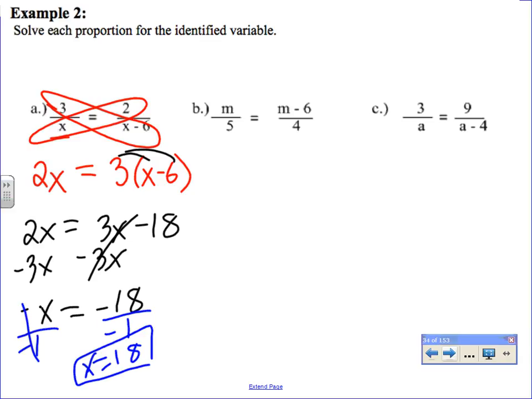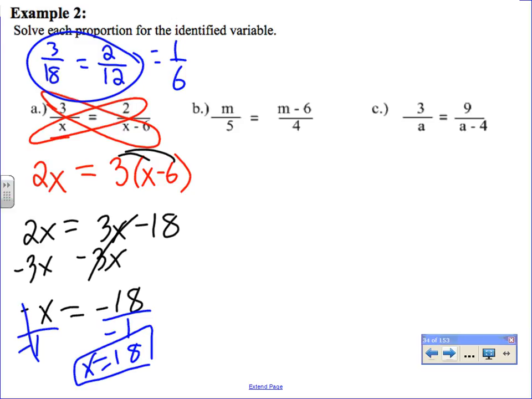Now, if you wanted to check your answer, how could we do that? Jackie? Good. So we could take 18 and put it in for x. So we have 3 over 18 equals 2 over 18 minus 6 is 12. Are these equivalent? Is 3/18 equivalent to 2/12? What do they both reduce to? Amberly? Good. Both of these reduce to 1/6. So yes, they are equivalent, which means we solved it correctly.